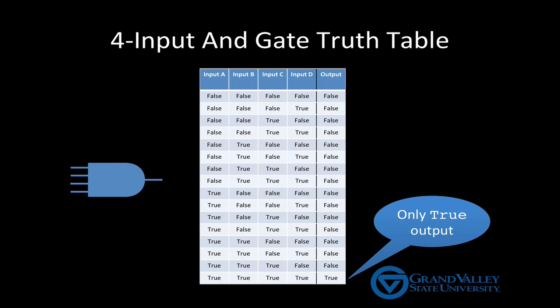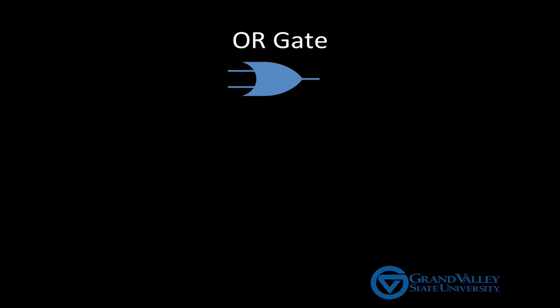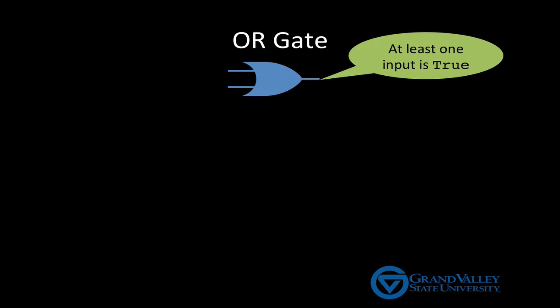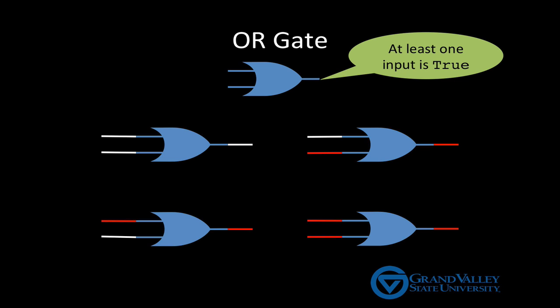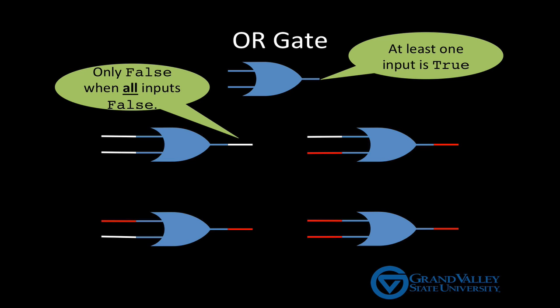Okay, one piece left, OR. Just like the AND gate, the OR gate is fairly intuitive. Its output wire makes the claim that one or more of its inputs is true. Input 1 is true, or input 2 is true, or input 3 is true, and so on. Again, we see here the 4 possible scenarios for a 2-input OR gate. Notice the output is true whenever at least one of the inputs is true. Another way to say this is the output is false only when all the inputs are false.